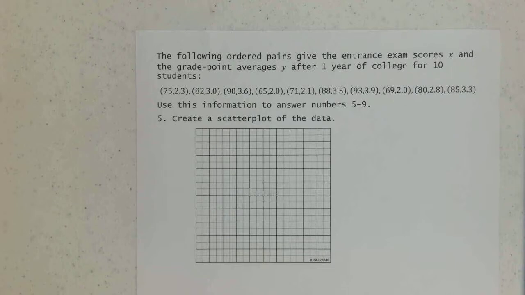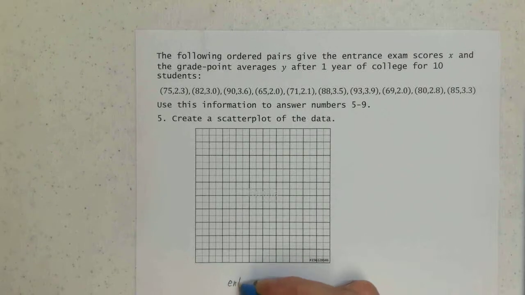Oh, nothing on that side. All right. Now we get to have some fun with a line of best fit. The following ordered pairs give the entrance exam scores x and the grade point averages y after 1 year of college for 10 students.